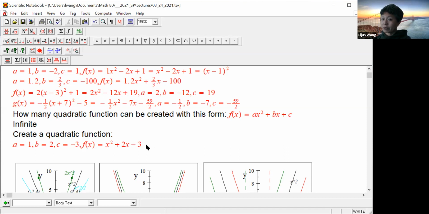Is this new function a perfect square? Can you go through your perfect square table to see if you can find a perfect square for this entire function? Can you find one? I bet you can't, because this one is not a perfect square. In particular, you see x squared plus 2x, that looks promising, but you have a negative 3. No, it's not a perfect square.